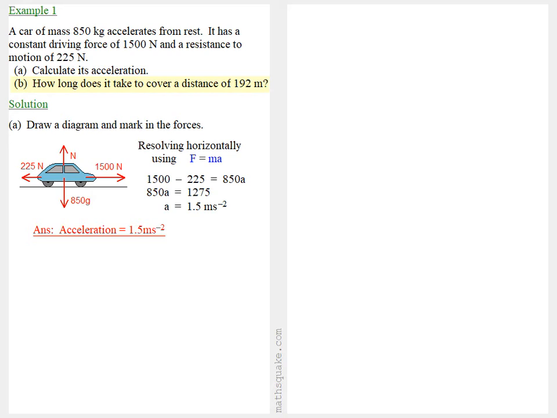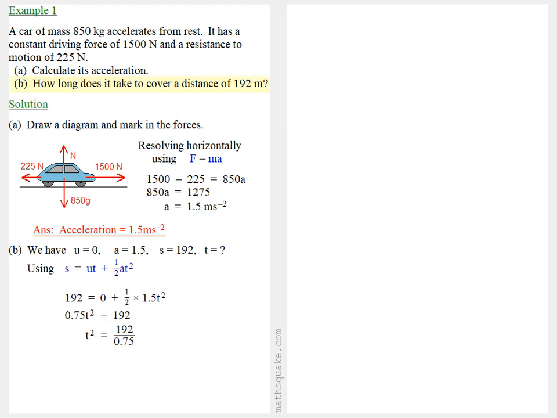In part B, we're asked how long does it take to cover a distance of 192 meters. Well, we have u is equal to 0, a is equal to 1.5, s is equal to 192, and we're trying to work out t. So, using s equals ut plus a half at squared, we have 192 equals 0 plus a half times 1.5 t squared. In other words, 0.75t squared is equal to 192.